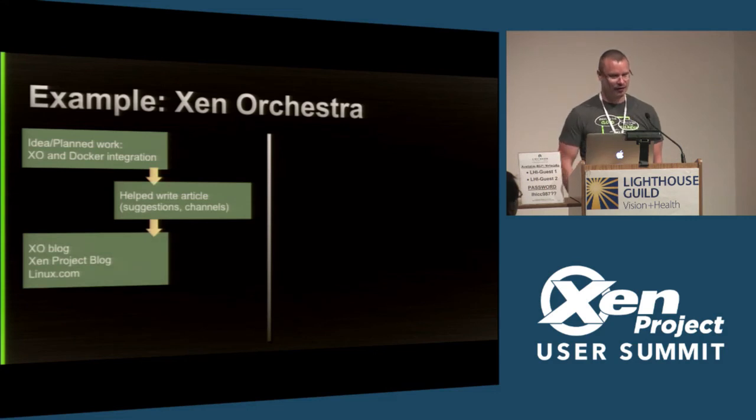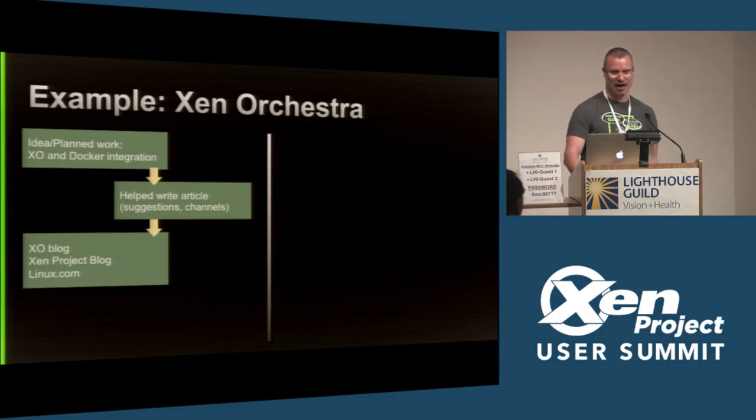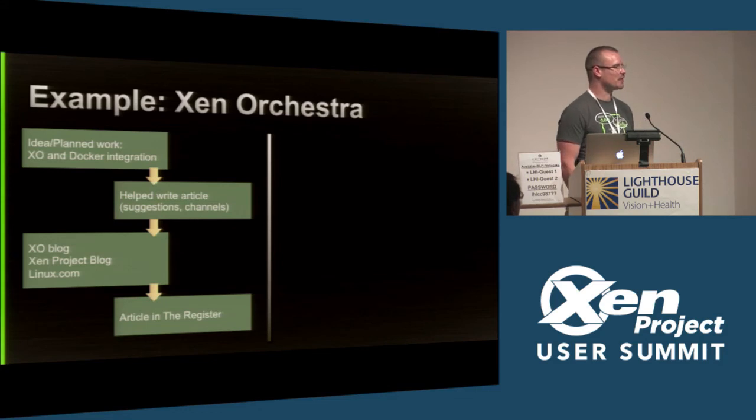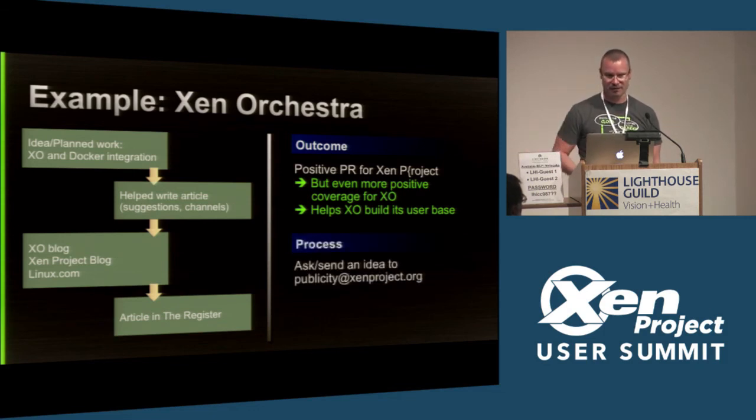So that blog, instead of just going out on a Xen Orchestra blog, also went out on a Xen Project blog and on linux.com. Then it got picked up by The Register. That's a lot more impact than it would have been if it had just been on a Xen Orchestra blog. The outcome really is positive PR for the project, but it's also a lot of positive coverage for you as a community member. And if you have a small project, it helps you build your user base.